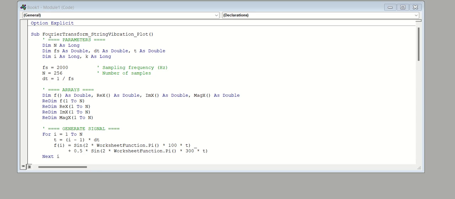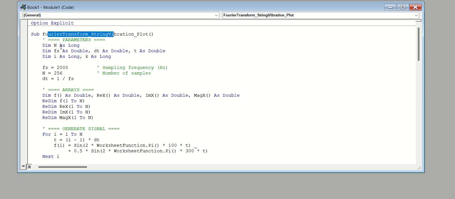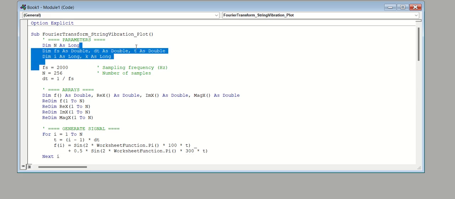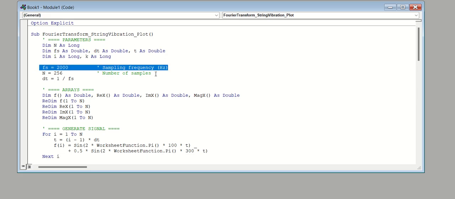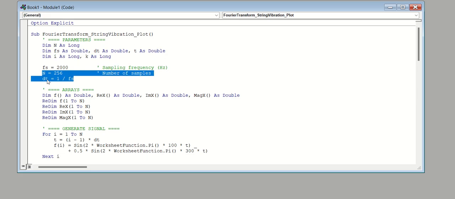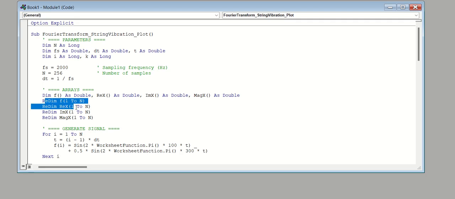So here we can see this Fourier transform in the VBA code. The parameters we are using are n, fs, frequency, and the integer. fs is the sampling frequency, 2000. The number of samples is 256 points, and we can get the time period as 1 divided by frequency. And these are the arrays we are making: frequency 1 to n, and real number, imaginary number, and magnitude.